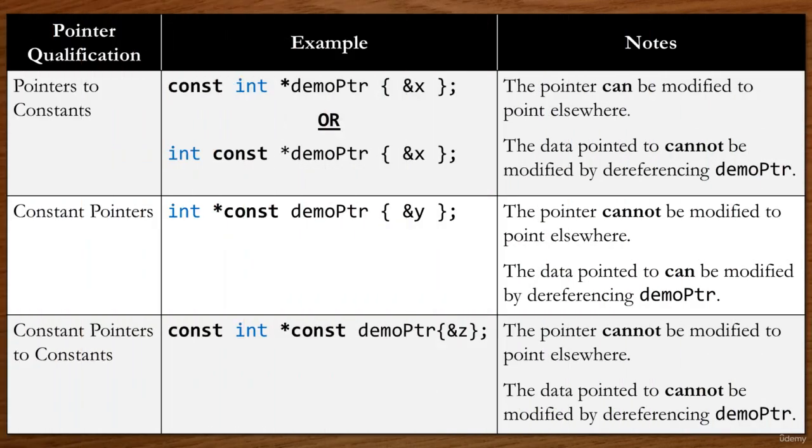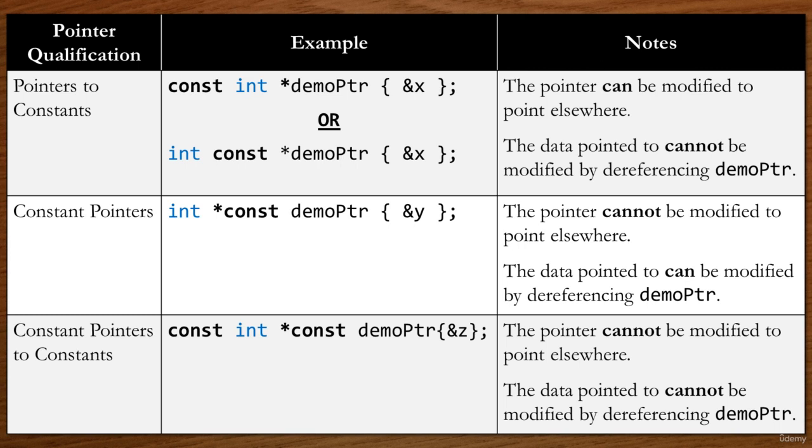Alright, so in this table we have a few pointer qualifications. In the first row we have a pointer to a constant. Again, reading from right to left, we have demo ptr, which is a pointer to an integer constant. So the pointer in this case can be modified to point elsewhere, but the data pointed to cannot be modified by dereferencing the demo pointer because of the const qualifier.